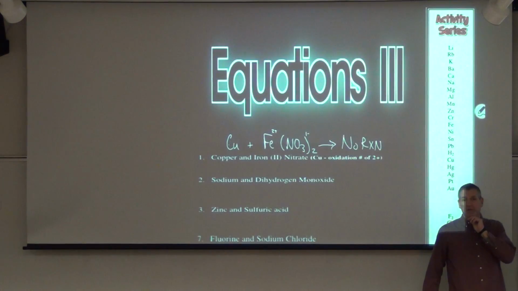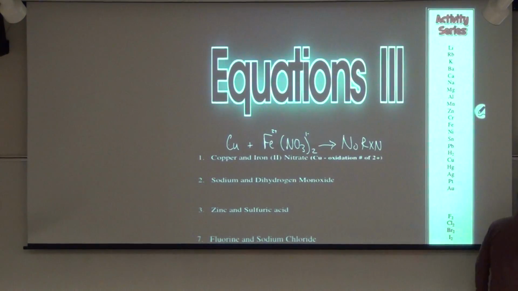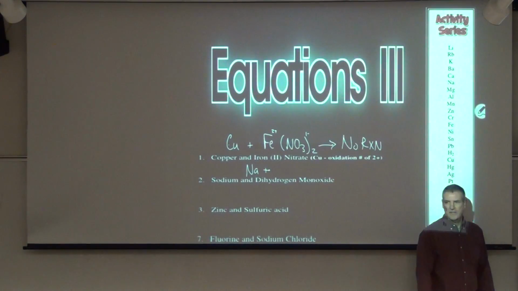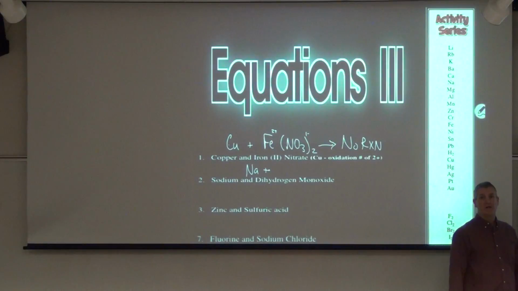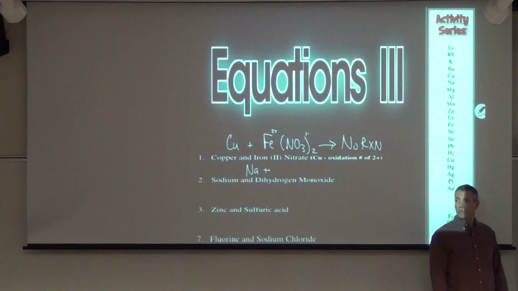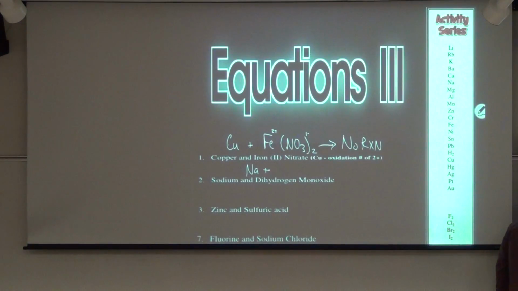Sodium and dihydrogen monoxide. Sodium is Na. What is dihydrogen monoxide? H2O. That is just a fancy, super impressive way to say water. But we're going to write it not as H2O, we're going to write it as HOH. And that's just to help you out in a couple of different ways. One, it'll be easier to see what's happening when you're determining your products, and it'll be easier to balance.